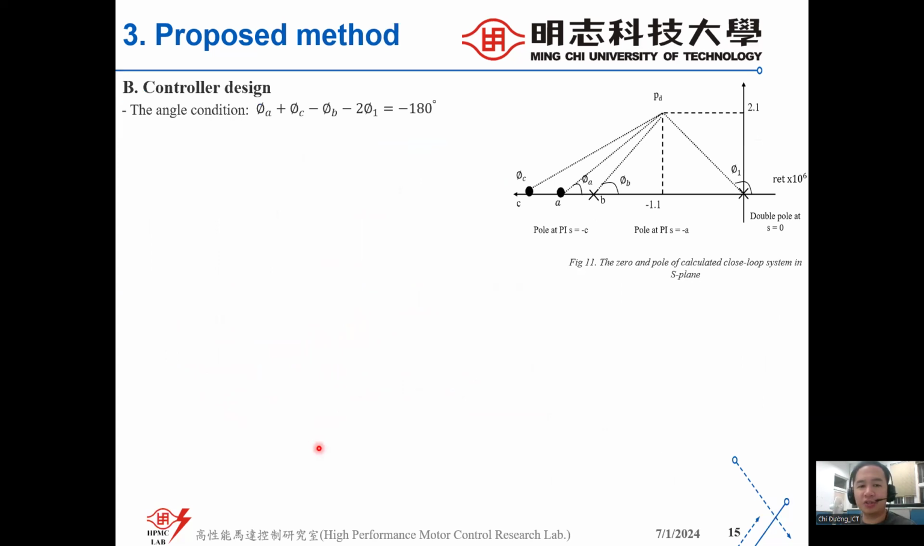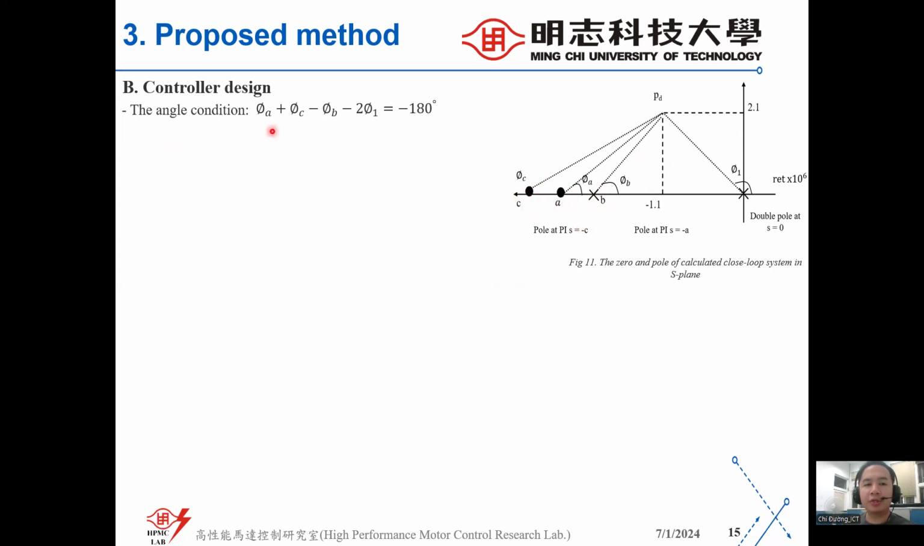In figure 11 of the zeros and poles of the closed-loop system in the S-plane, we have a triple pole at x equals 0. We have the reserve location at the pole P, and we have zeros A and C in the PI controller.